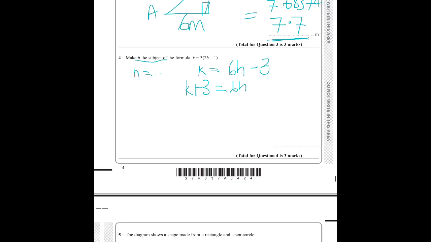To make H the subject, it doesn't matter if it's H on the left or on the right on its own, it works either way. I'm going to divide by 6, so it's K plus 3, all of it divided by 6, right fraction over 6, job done. I always think it's a nice touch once you've done this to have it. Personally, I like H on the left, even though the previous line should be enough to get you full marks. This is a nice touch. Okay, but that's the answer there.